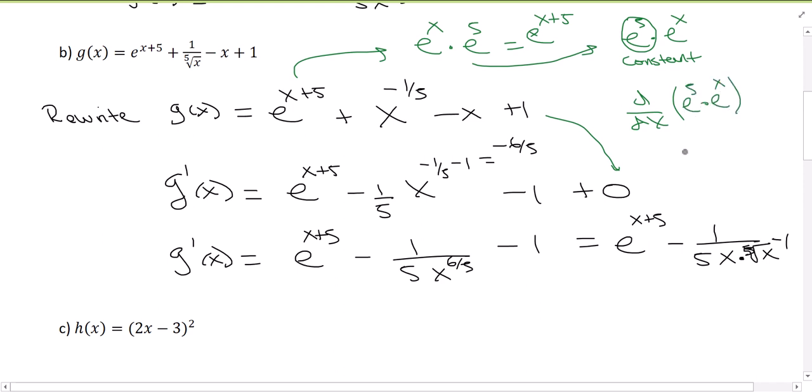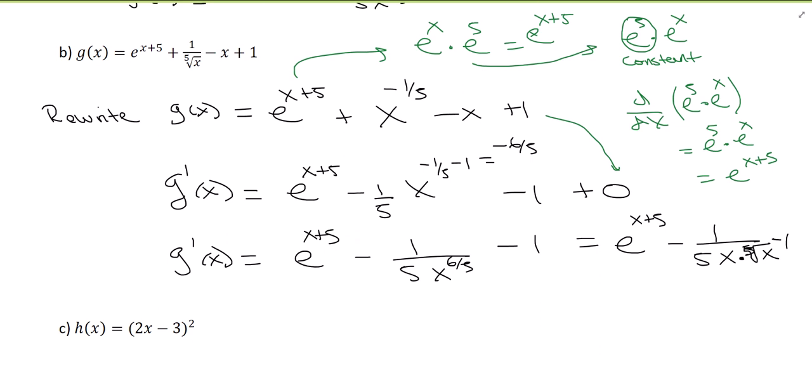e to the 5 is just a coefficient. So I'll stay with e to the 5th times the derivative of e to the x, which is just e to the x. So I'm still left with e to the x plus 5. So that's why the derivative of this 5 doesn't go away, right? I don't just get e to the x. I still get the entire exponent. The derivative of an exponential, you always get the exponential back.